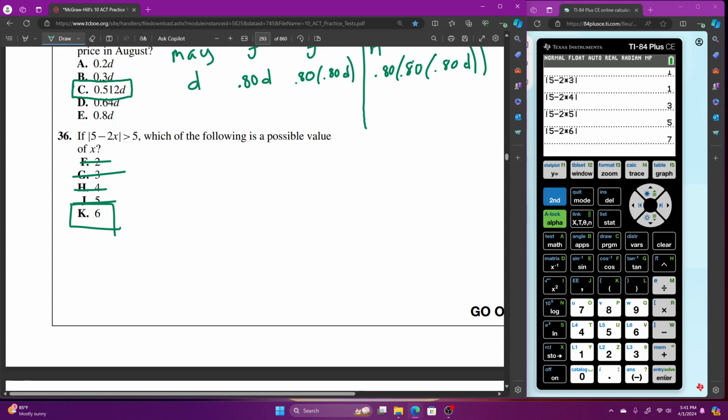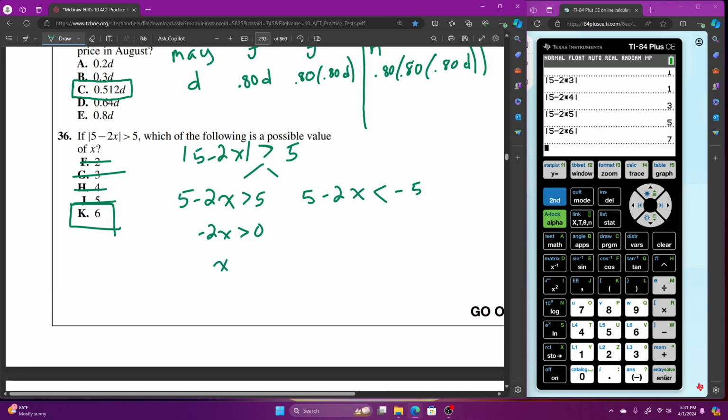If you were solving this the algebra way, you would take your absolute value, 5 minus 2x is greater than 5. Split your absolute value inequality off into two inequalities. 5 minus 2x is greater than 5, and 5 minus 2x is less than negative 5. Whenever we bring a negative to the inequality party, the inequality flips around. Solve both sides for x. Negative 2x is greater than 0. X is less than 0. Negative 2x is less than negative 10. Divide both sides by negative 2. What happens when we bring a negative to the inequality party? Flips around.